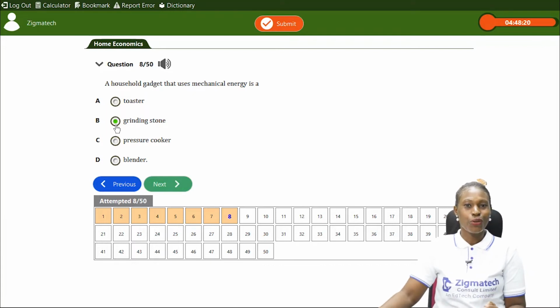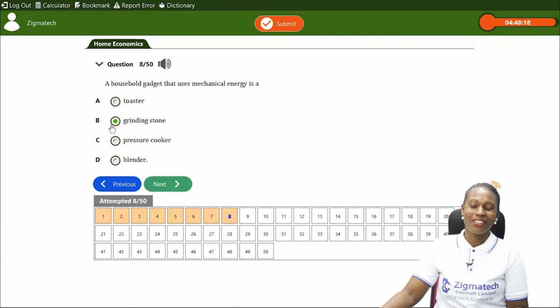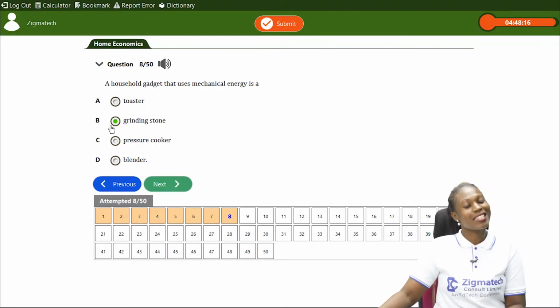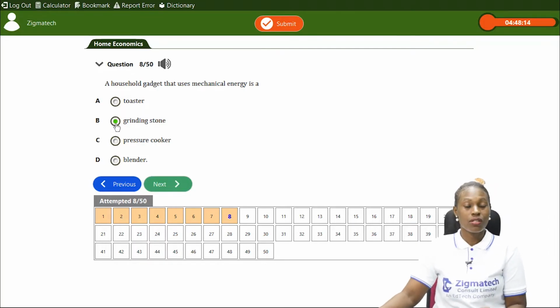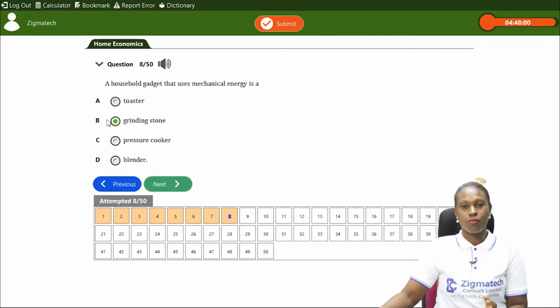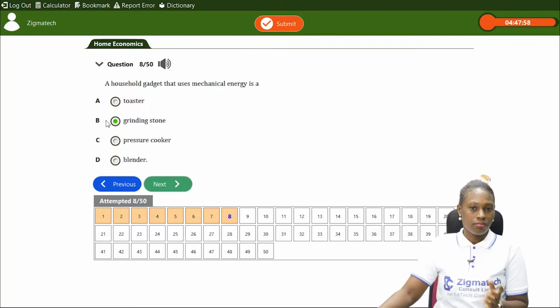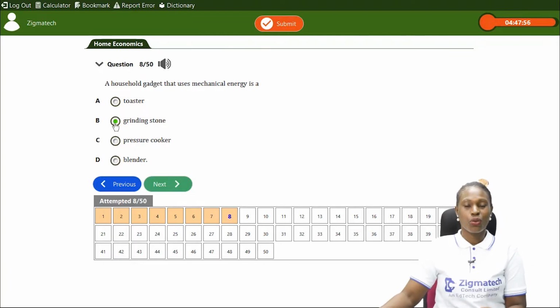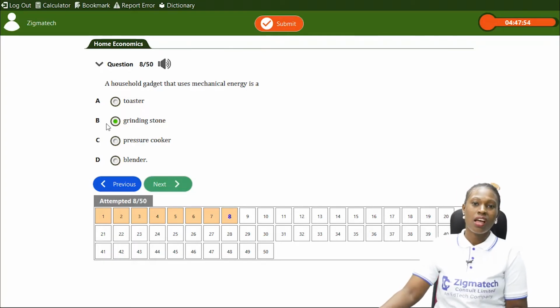Now, most of you don't even know it, I know. This was used by our parents a long time ago. Most of them still use it anyway, but today we are more used to using our blenders. We're used to a lot of these electronic gadgets and not the mechanical ones. So this is a mechanical gadget that requires you to use mechanical energy.